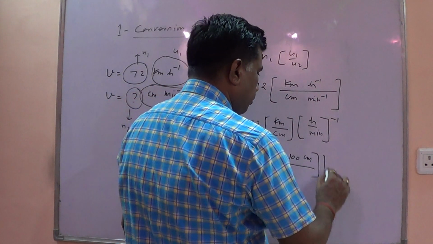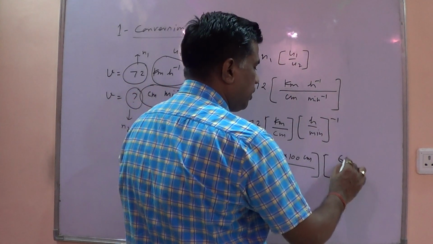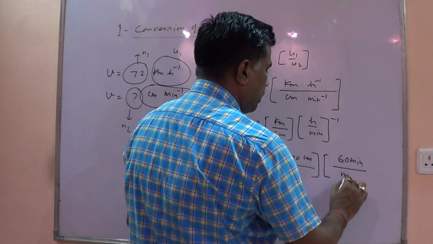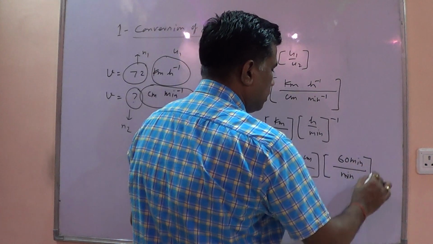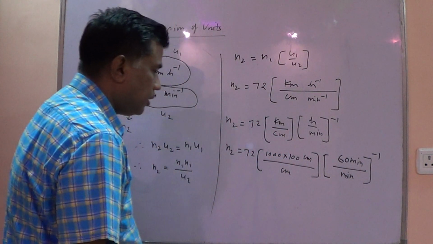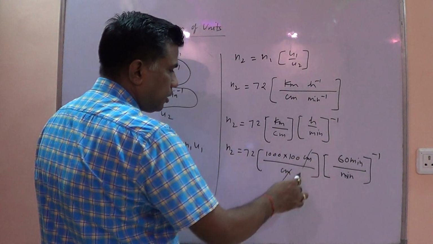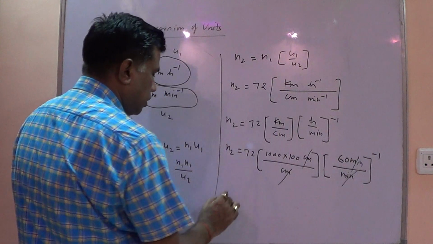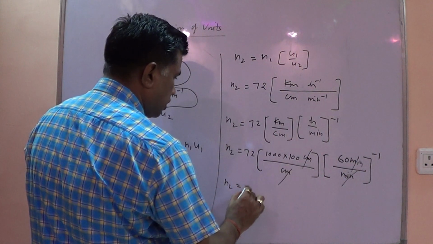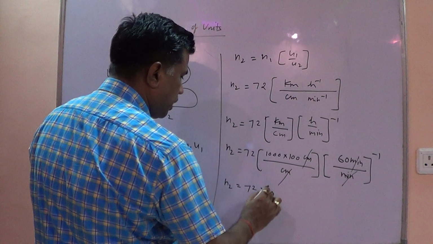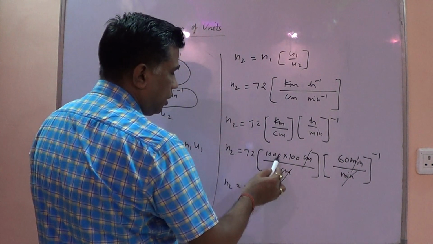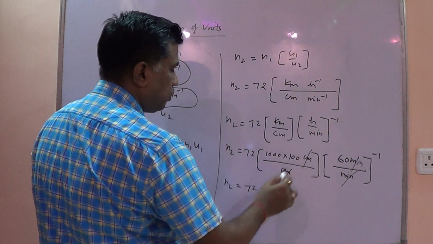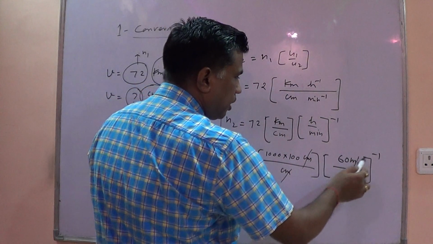Now, in 1 hour there are 60 minutes, and in the denominator I will write this minute as it is, whole to the power minus 1. Now this centimeter is cancelled by this centimeter, minute is cancelled by this minute. So the answer will be 72 into 10 to the power 3 and 2, 5. So we can write it as 10 to the power 5, 3 and 2, 5. This is centimeter to the power minus 1.